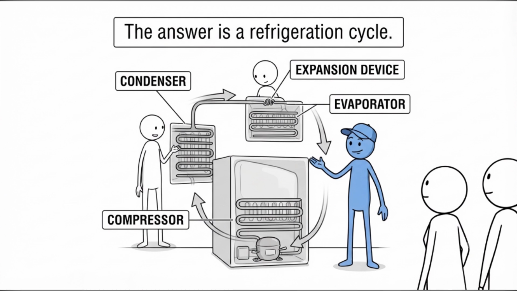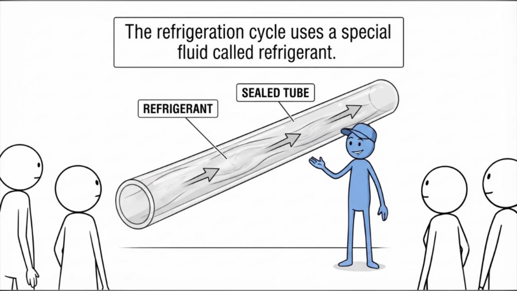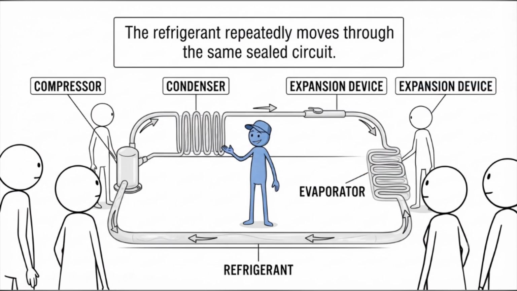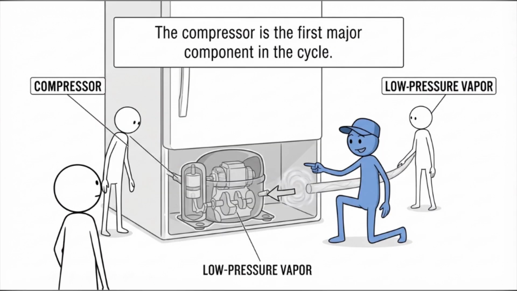The process begins with a substance called refrigerant. Refrigerant is a fluid selected because it can change between liquid and vapor under suitable pressures and temperatures. The refrigerant travels through a sealed circuit of pipes inside the refrigerator. It does not normally get used up during normal operation. Instead, it repeatedly moves through the same cycle.